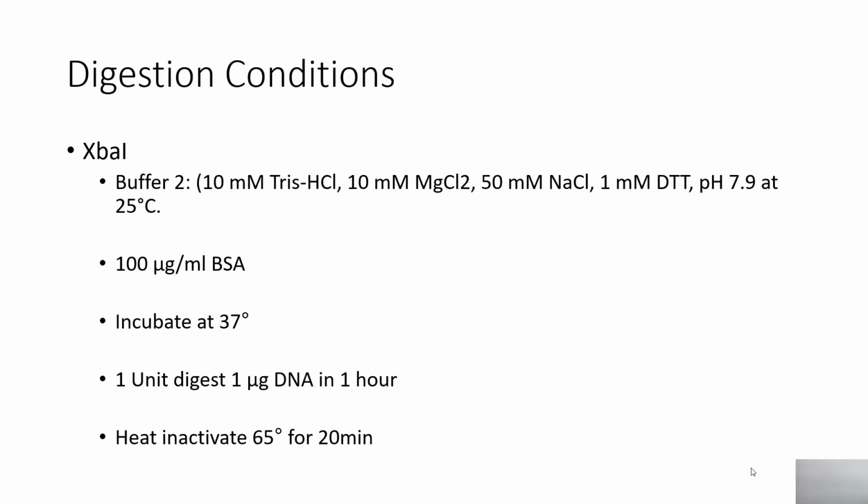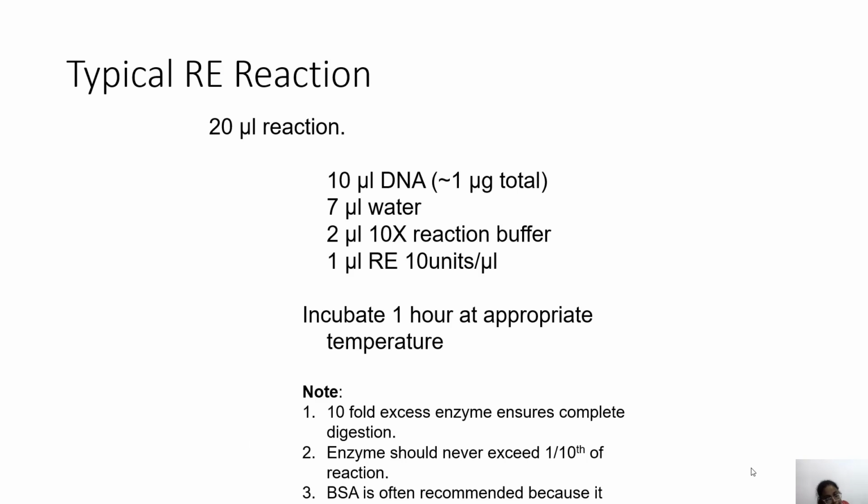Now, if we talk about the digestion conditions, what are the most common digestion conditions for these? So, if we talk about the enzyme XbaI, it needs a buffer with Tris, MgCl2 and NaCl-DTT at 20 degrees Celsius and also a certain amount of BSA. Then you incubate at 37 degrees Celsius and you can use 1 unit to digest 1 microgram DNA in 1 hour, and you can heat inactivate the enzyme. Basically, you can inactivate the enzyme by heating it at 65 degrees Celsius for 20 minutes.